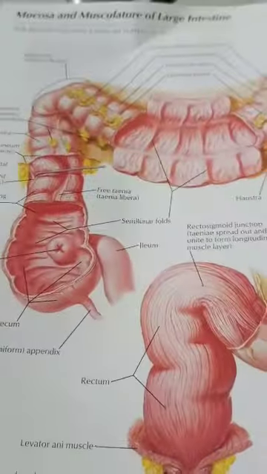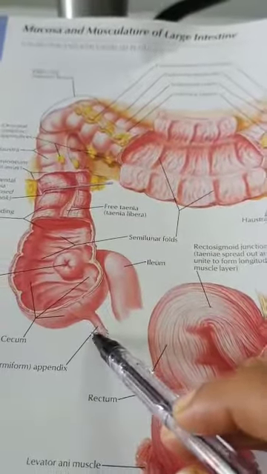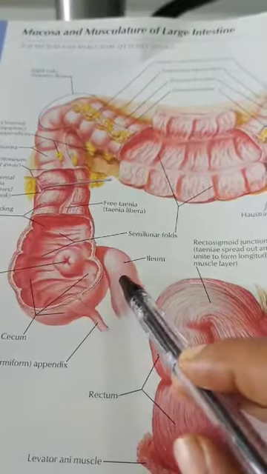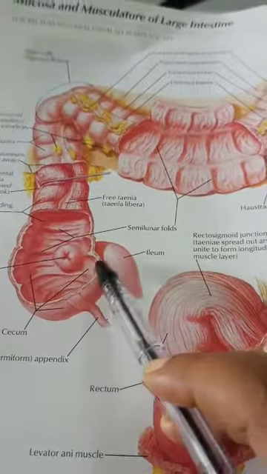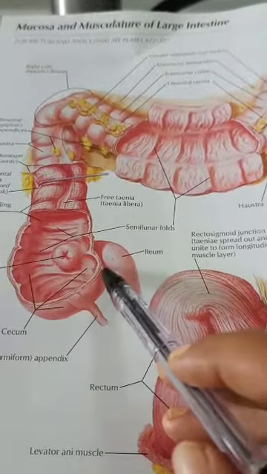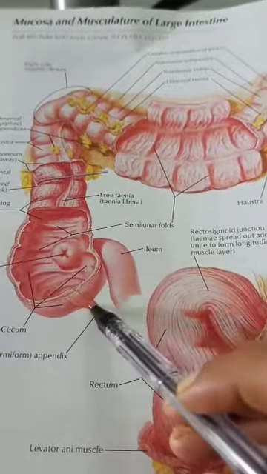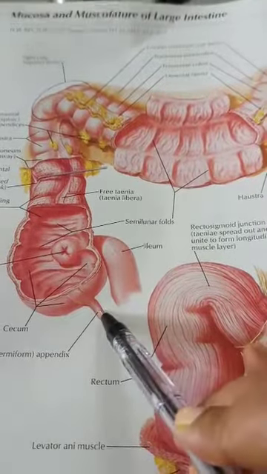So here is the large intestine, and there are some special features for the large intestine. Before that, we can see a small structure here. This is our vermiform appendix. It can be seen below the ileocecal junction, that is the junction between the cecum and ileum. It is a worm-like structure known as the vermiform appendix.